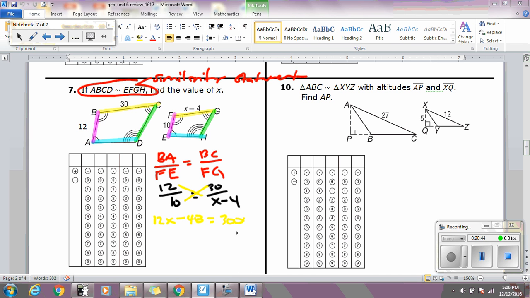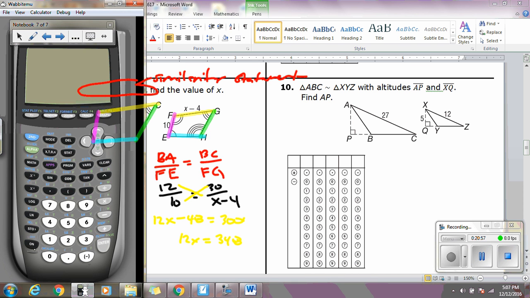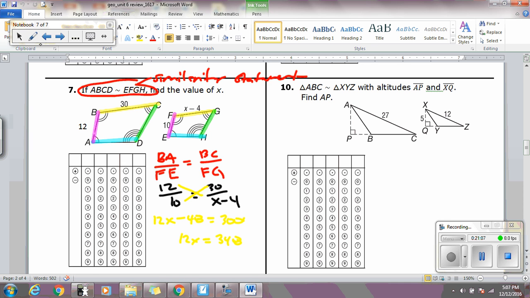Now I would add 48 to both sides, giving me 12x equals 348. And then divide both sides by 12. 348 divided by 12 is 29. So x equals 29.